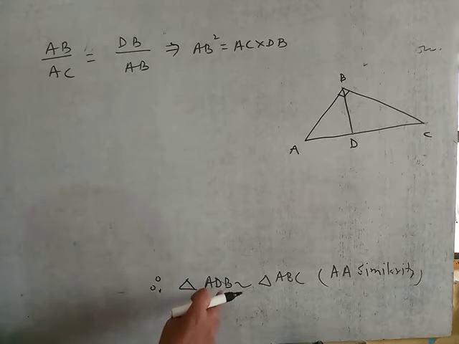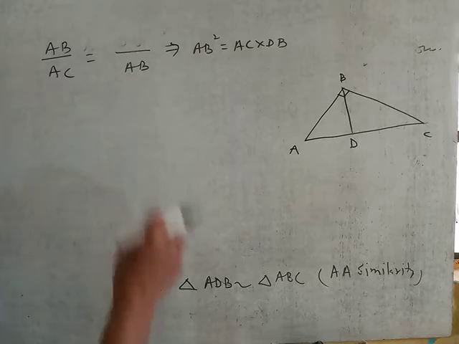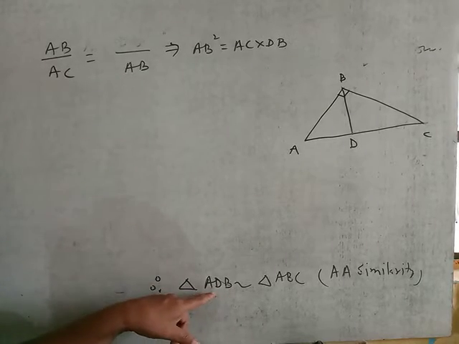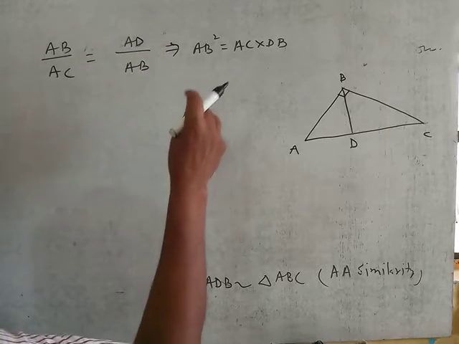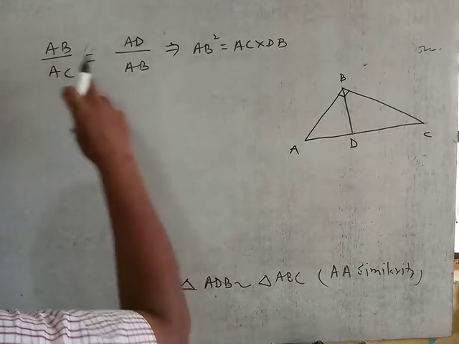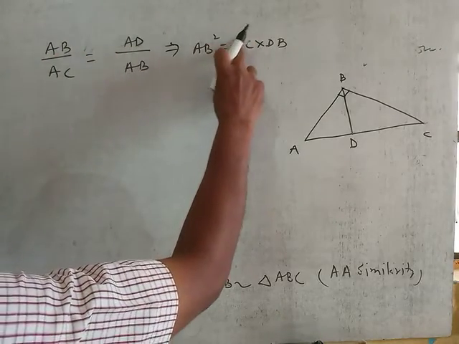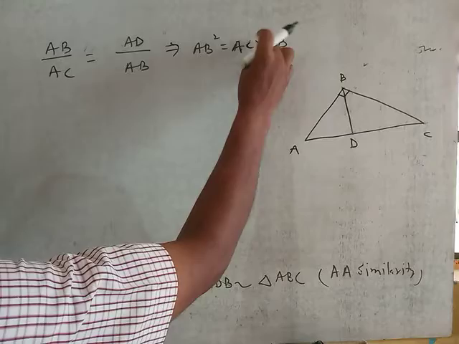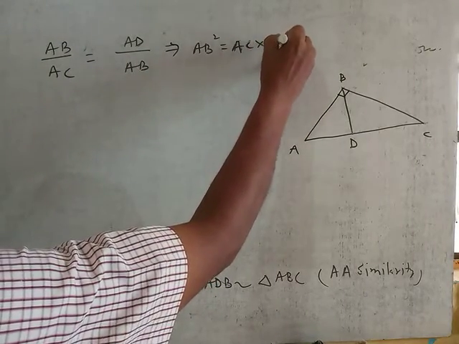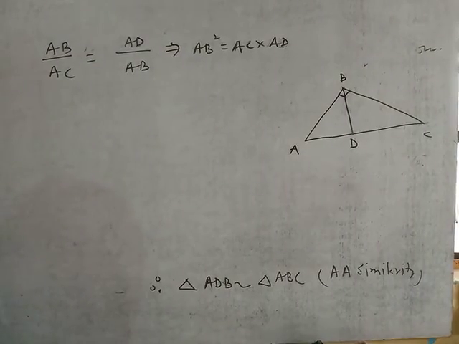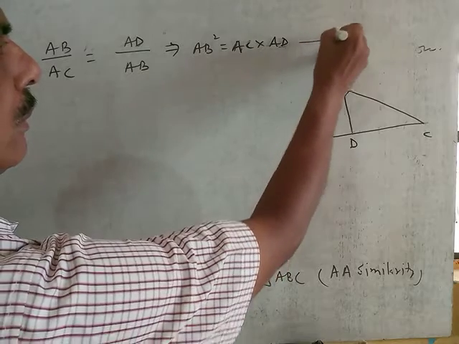This should be AD, so this is AD. So AB square is equal to AD into AC. This is AD like this. AC into AD, correct? This is equation 1.